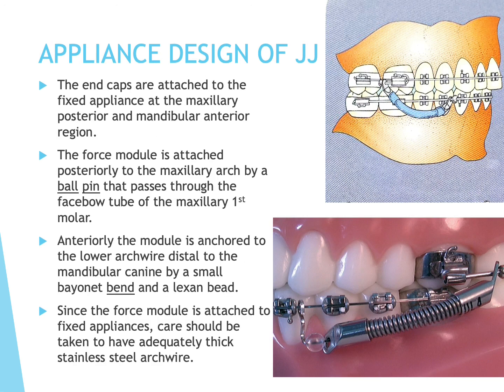The end caps are attached to the fixed appliance at the maxillary posterior and mandibular anterior region. The force module is attached posteriorly to the maxillary arch by a ball pin that passes through the facebow tube of the maxillary first molar. Anteriorly, the module is anchored to the lower arch wire distal to the mandibular canine by a small bayonet band and a Latson bead. Since the force module is attached to previously placed fixed appliance, care should be taken to have adequately thick arch wire.